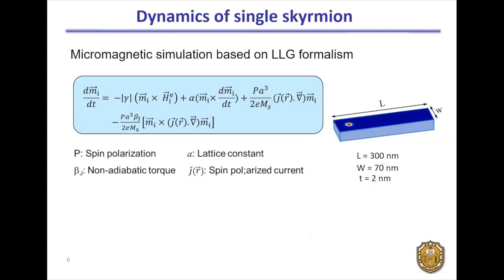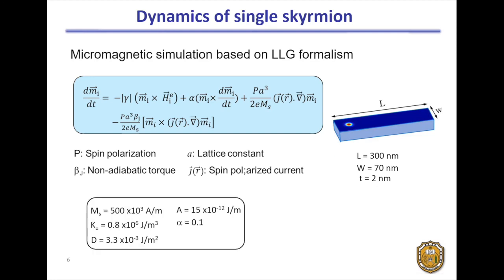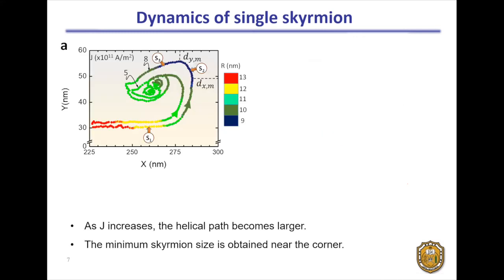Most of you are familiar with the Landau-Lifshitz-Gilbert equation. You can see here, this is the magnetization dynamics for every dipole within the device. The first term here is the precession, then the damping, then the two terms of spin transfer torque. I am listing down here the parameters we chose for this study. These are the material parameters: the saturation magnetization, anisotropy, and the Dzyaloshinskii-Moriya interaction. We fix all these parameters and we try to play with the device geometry.